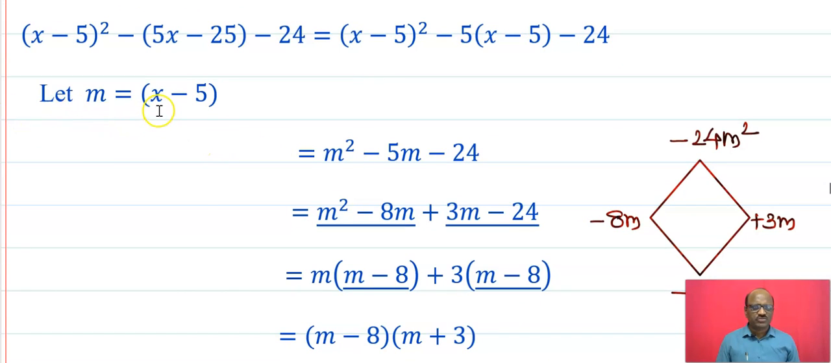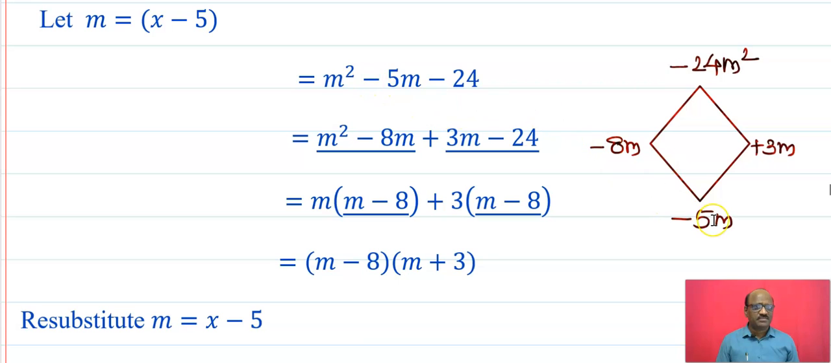Therefore, let m equal x minus 5. Then the polynomial will become m square minus 5m minus 24. Now what is the product of m square and minus 24? The product of m square and minus 24 is minus 24m square. What about the middle term? The middle term is minus 5m.